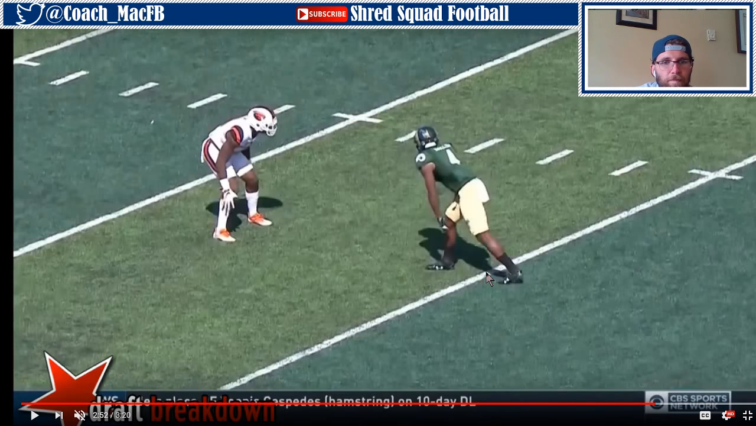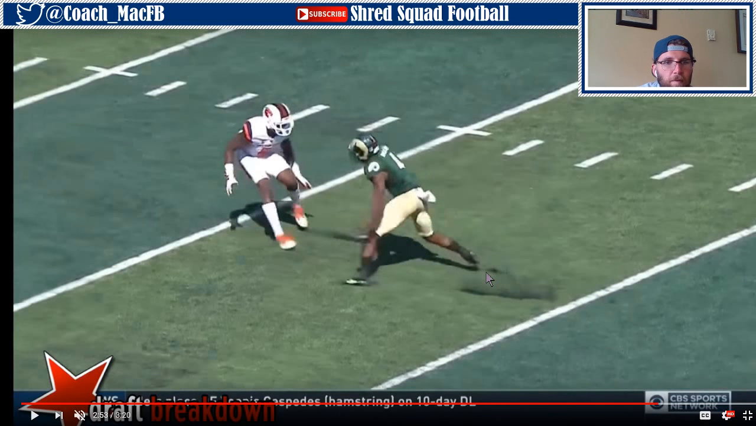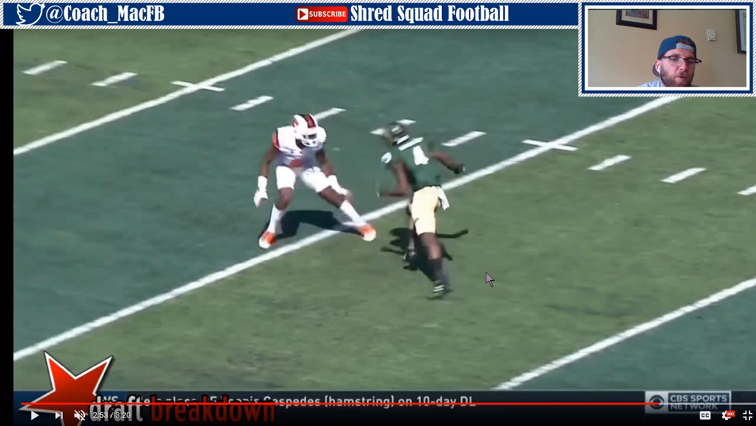So here you go. Right here is where he freezes him. He had his feet stopped. You're about to see it. Hold on, just got to catch up a little bit. Boom. See how he's frozen? That's where it starts right there.